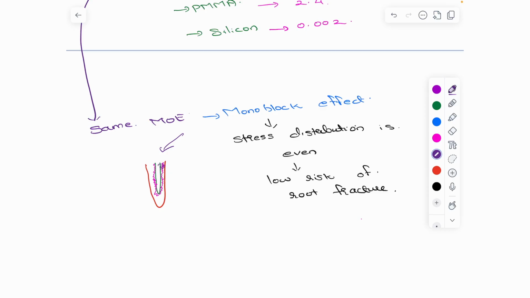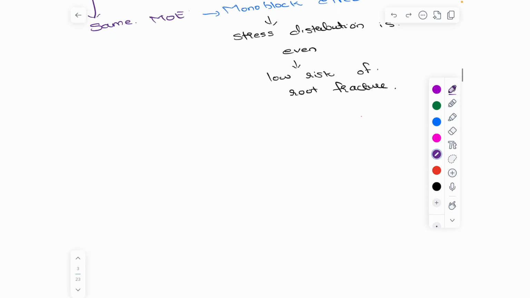What if it's a huge difference? I'm going to tell you another material, which is your metallic post, which has got a huge difference. What happens? The stress distribution is uneven, so the flexing of the root happens and the root can fracture. So here the best part is it has got a very close modulus of elasticity, which is going to help you with a low risk of fracture.